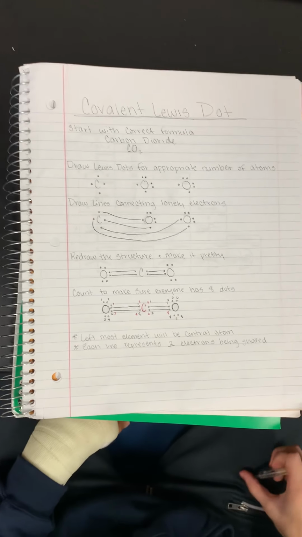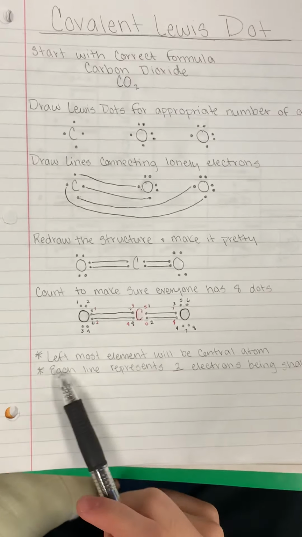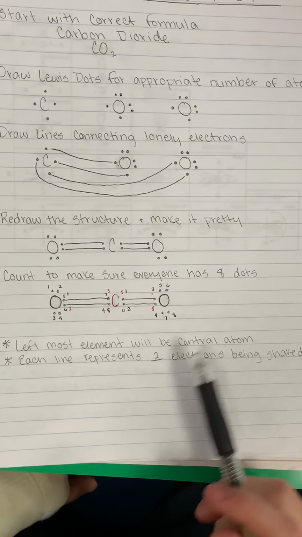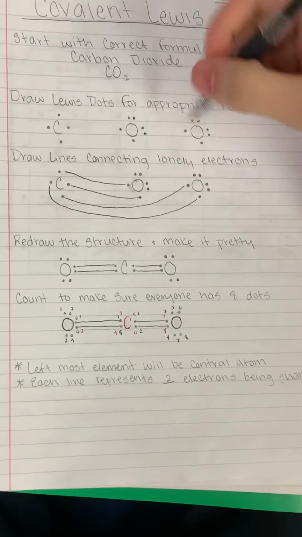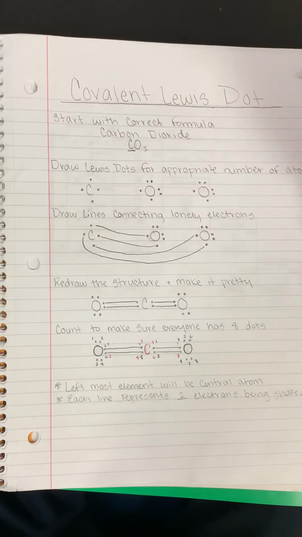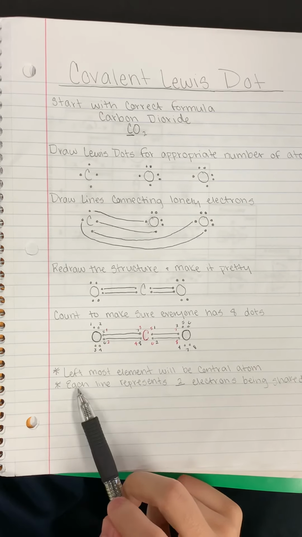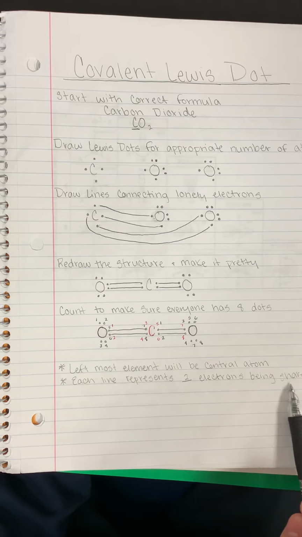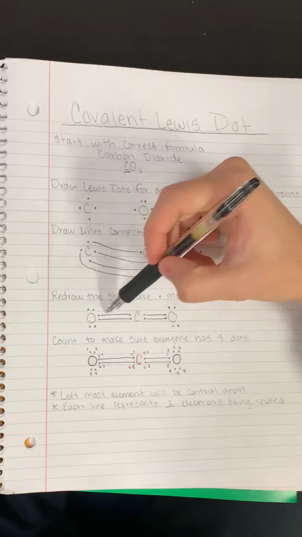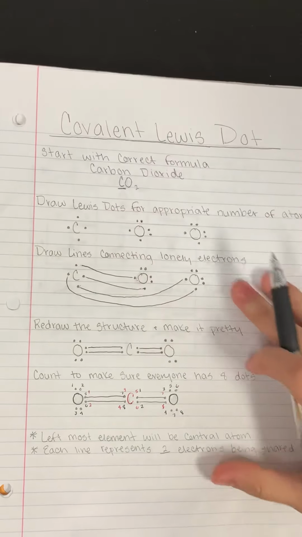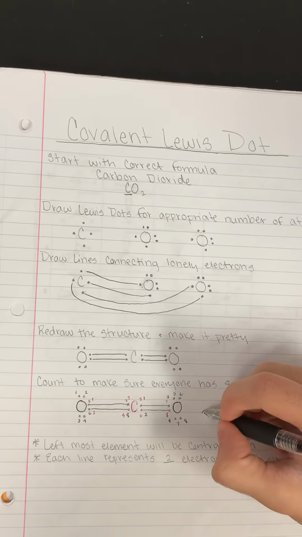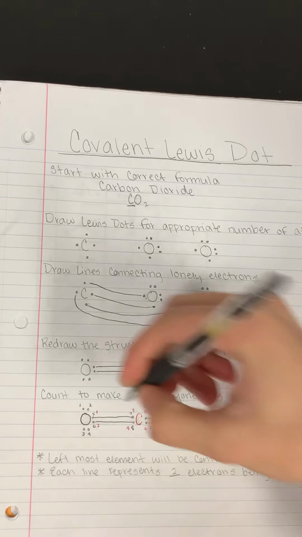A couple things to keep in mind is that the leftmost element will be the central atom. So the element that's to the left. In this case, oxygen was farthest to the left, so that was our central atom. Each line represents 2 electrons being shared. So like I said, these lines have 2, 1, 2, 1, 2, 1, 2, 1, 2. And this would be your final of how to do covalent Lewis dots.